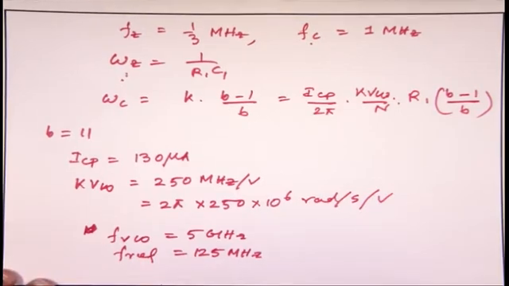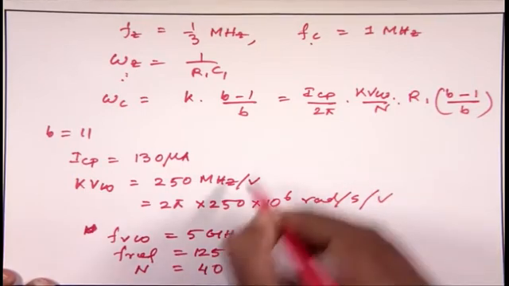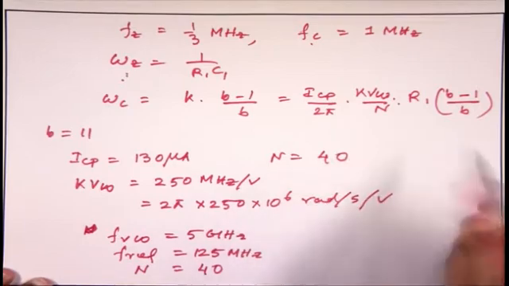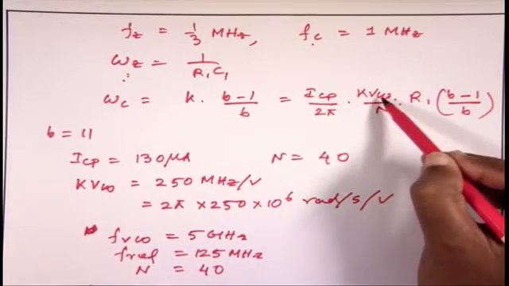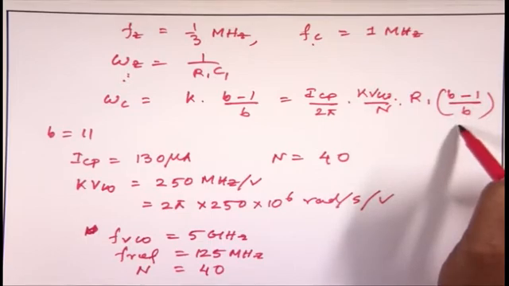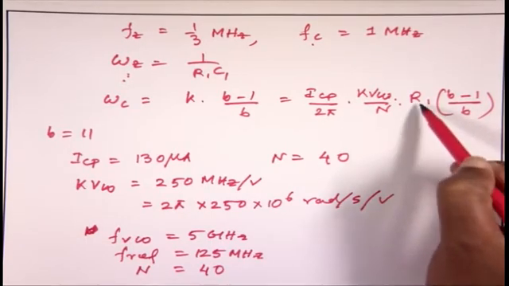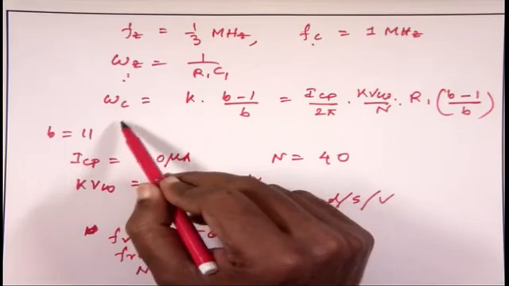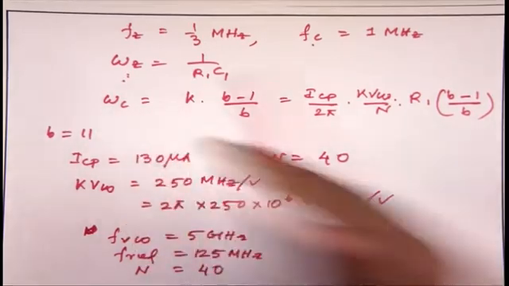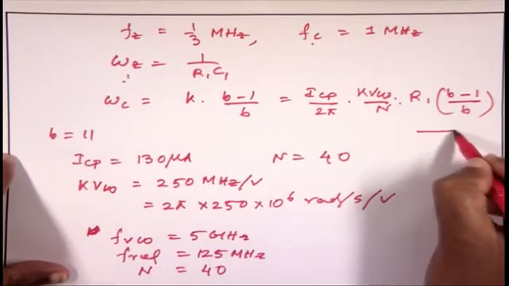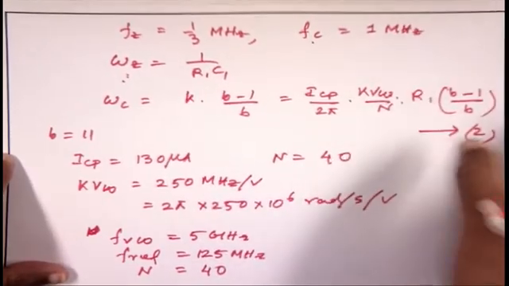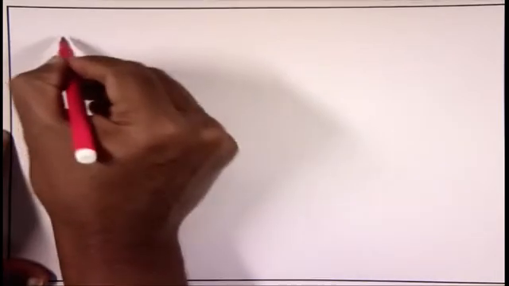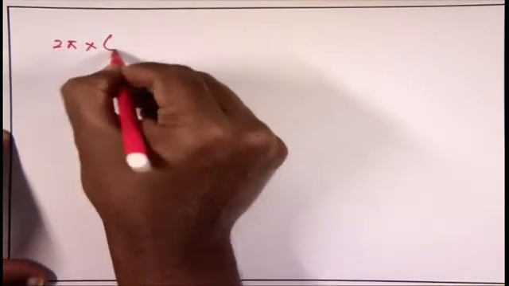And so, what is the N factor? You can see it is 40, because 40 times 125 megahertz is equal to 5 gigahertz. So, you know now N is equal to 40. So, you know now the equation of ICP, N, KVCO, and b minus 1 by b, multiplied by R1 is equal to omega c. You know the omega c. Yeah? So, from this equation, let us say equation number 2, I can calculate twice pi of 1 megahertz, correct? My omega c is 1 megahertz.